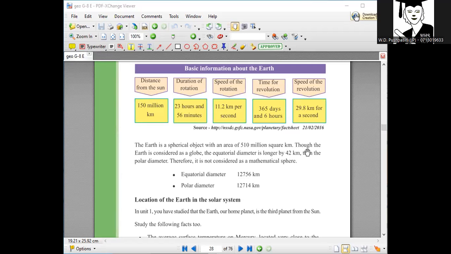Then after that, though the Earth is considered a globe, what do you mean by globe? Globe means round, no? It's round. The equatorial diameter is longer by 42 kilometers than the polar diameter. Therefore, it is not considered a mathematical sphere, right? But that is the point: the equatorial diameter is longer by 42 kilometers.